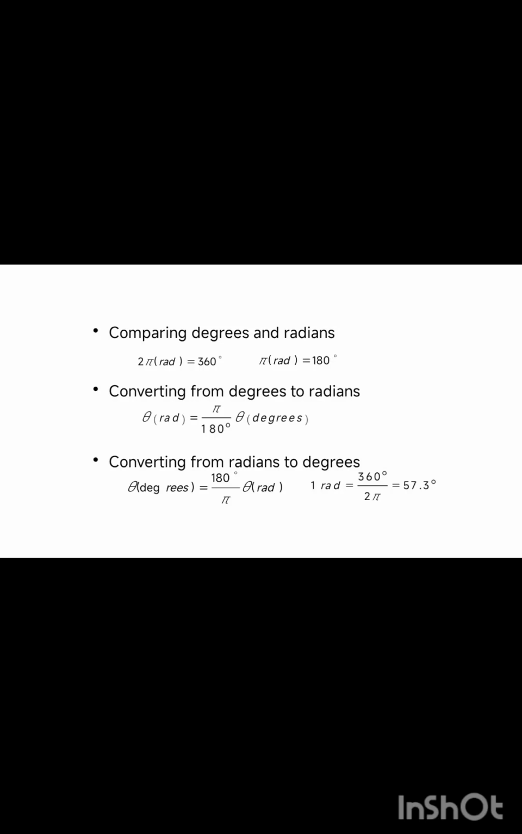So 2 pi radian is equal to 360 degrees. From here, using the same formula, pi radian is equal to 180 degrees. Similarly, if you want to convert degrees to radian and you want the answer in radian, what you are going to do is multiply pi over 180 with your number in degrees.